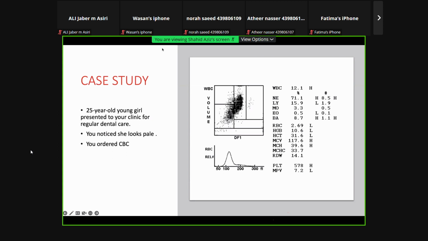So again, in this case study, a girl comes to your clinic for a dental checkup. You again notice that she looks pale. The first thing that you will order is a CBC, and the CBC will help you like this. So I'm telling you clinical aspects. These kinds of patients you'll be seeing in your practice, and this is how you have to approach them. Then later on, for further evaluation of anemia, you can refer the patient to a physician.